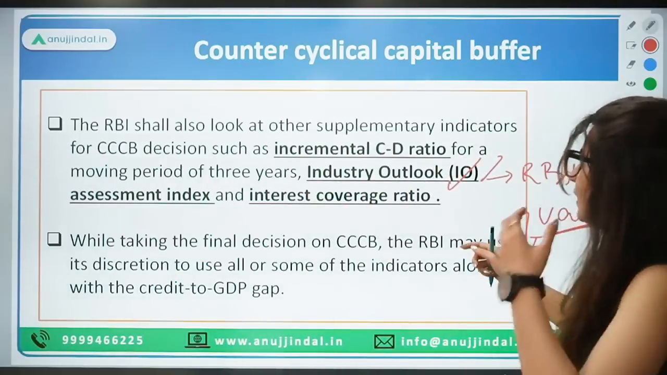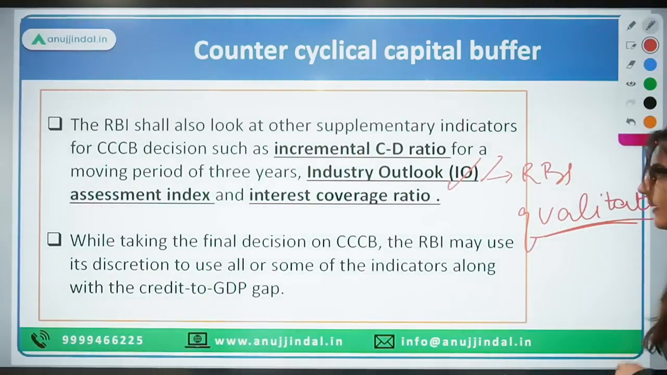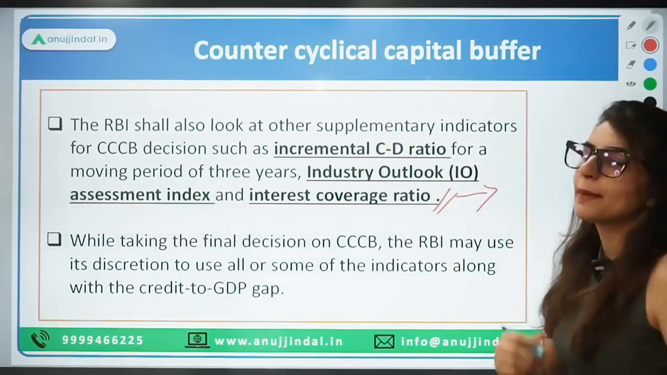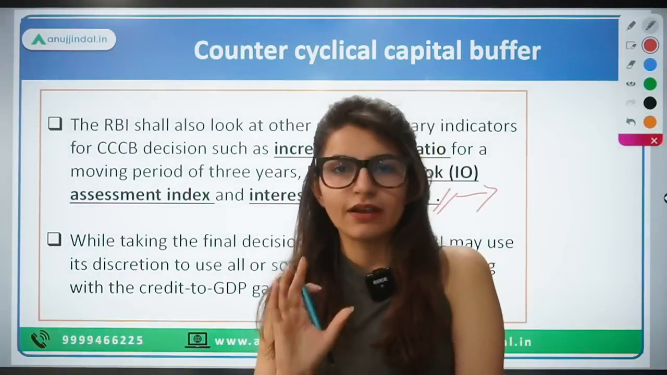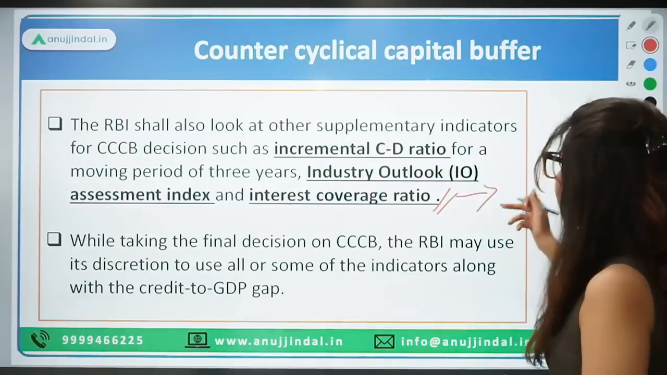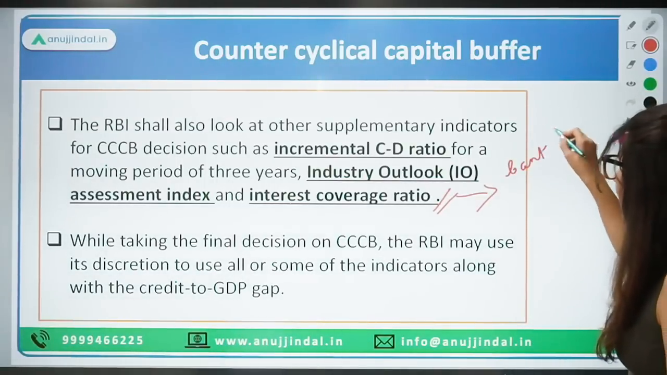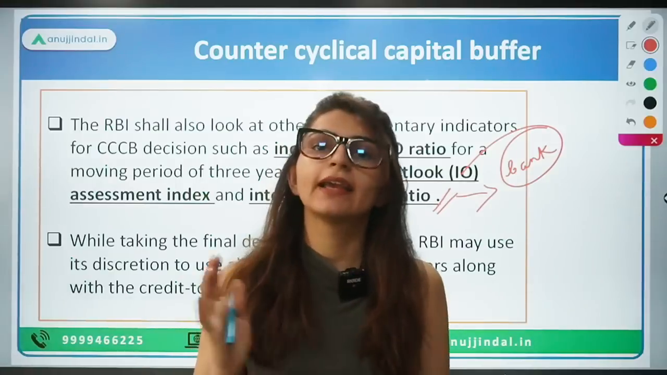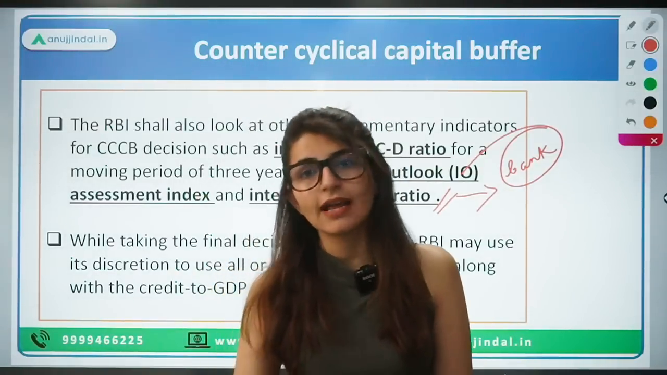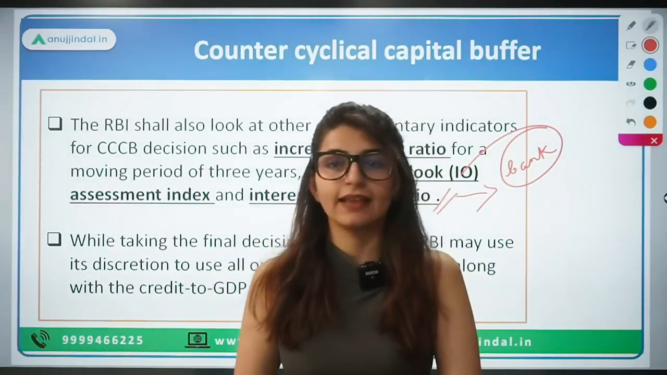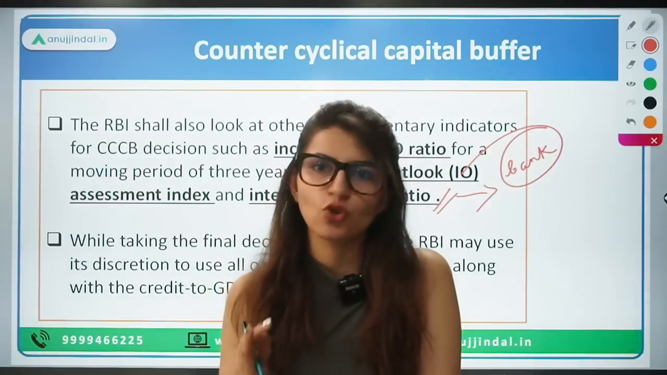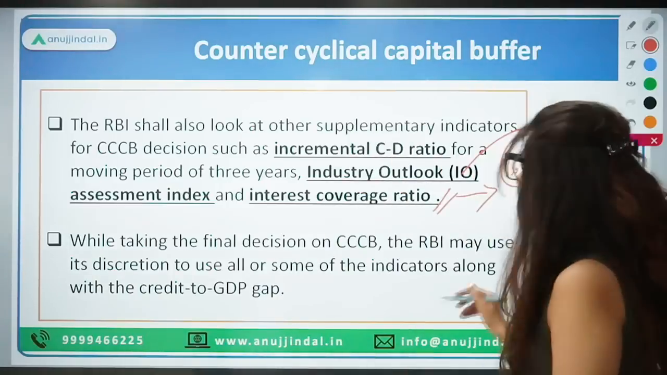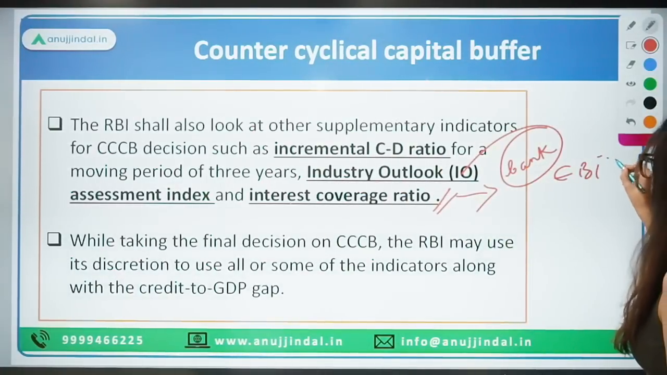Right, so industrial outlook assessment index and interest coverage ratio. Interest coverage ratio, are banks or any company, interest coverage ratio ka kya matlab hai? In this case we are talking about banks. Are banks able to generate enough income that they can cover or pay back their interest on various debt instruments that they have? So interest obligations jo hai unki, are they able to cover that with their income?